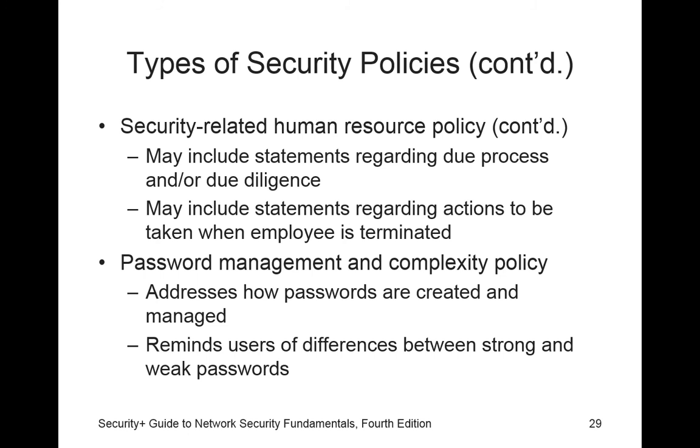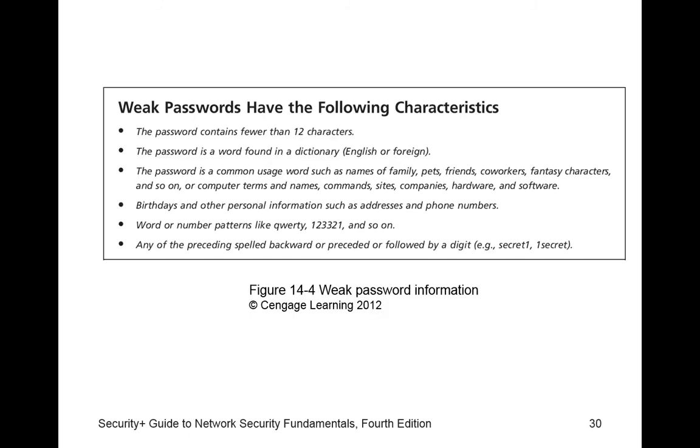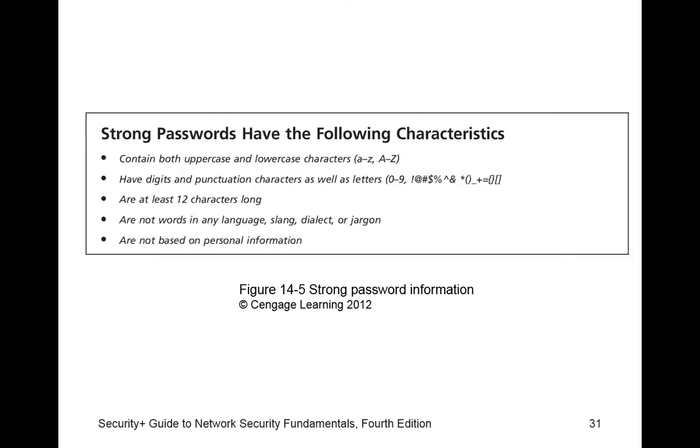The human resource policy may or may not include due process clauses. Password management and complexity policies: you have to say how long the passwords are going to be, the complexity, the history, the length, the time, and the difference between strong and weak passwords. You need to be able to tell all that. Here are weak characteristics. Here's what you need to put out. You need to have at least these minimum requirements.